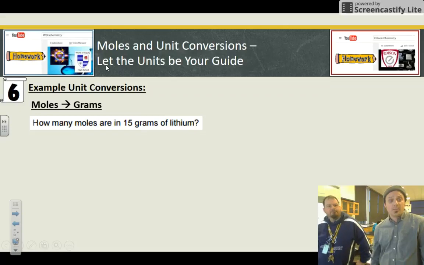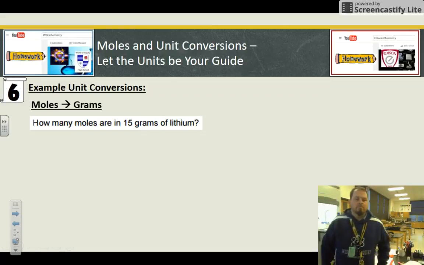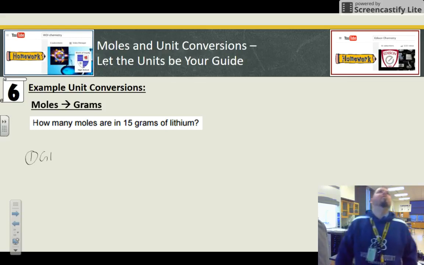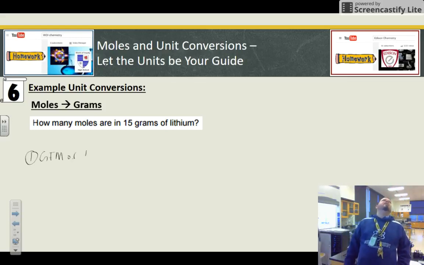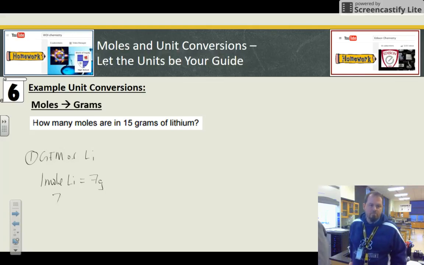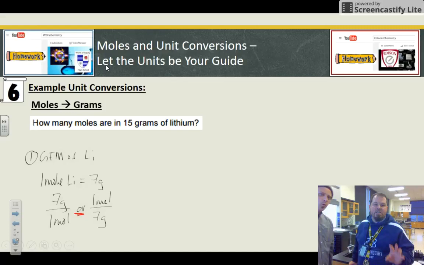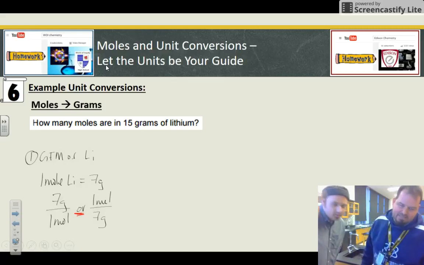So an example: how many moles are in 15 grams of lithium? Well, the first step is the gram formula mass. All right, so lithium. I'm looking up lithium. I see it is 7. 1 mole Li equals 7 grams. So that's 7 grams over 1 mole, or 1 mole per 7 grams. And you're not going to have to write that part out all the time. We're trying to get you to understand that we need to. We're showing you our thought process.